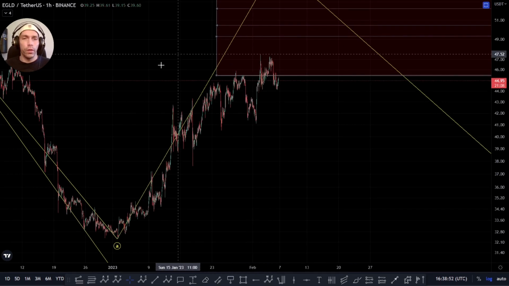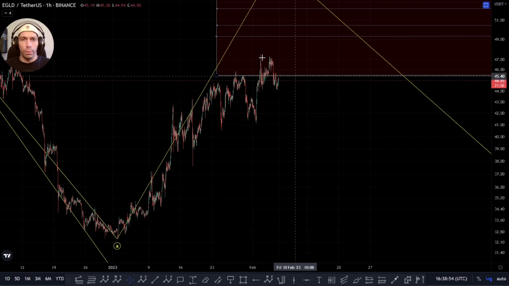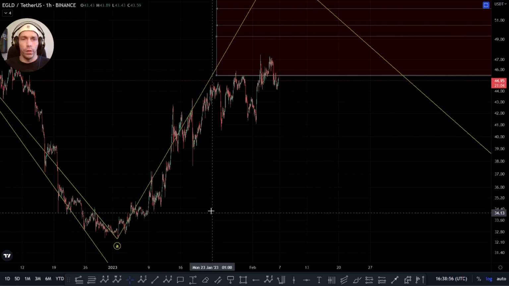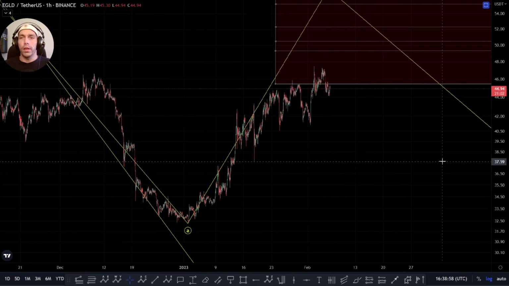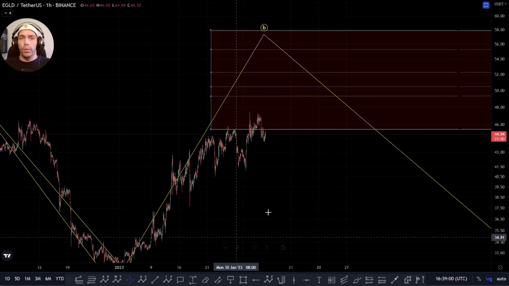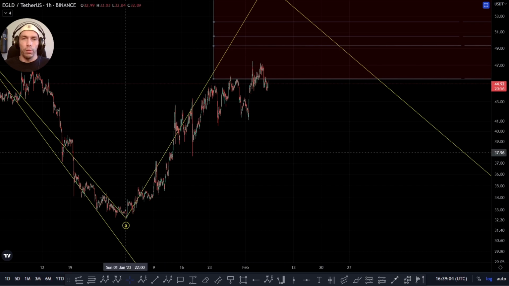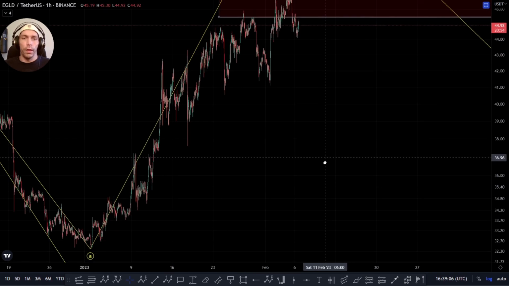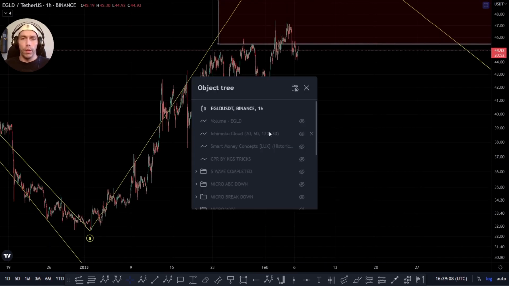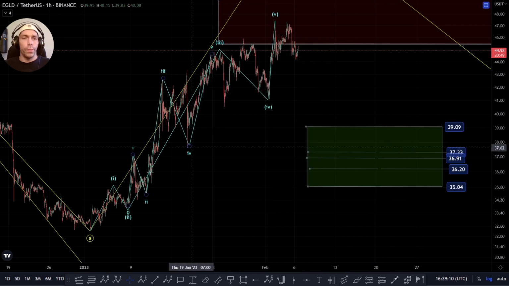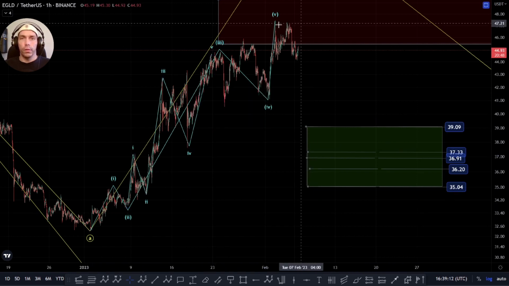Okay, so let's get into it. This is quite choppy and quite messy, this structure within EGLD here. Basically I'm looking at a couple of macro possibilities here, but I'm more interested in what this micro term move is doing here. There's a couple of ways we're going to be looking at this. Potentially we can count this as a 5-wave move.